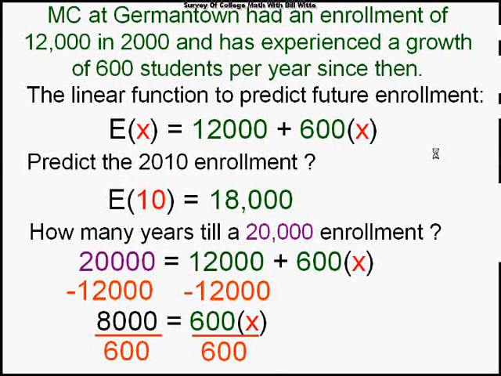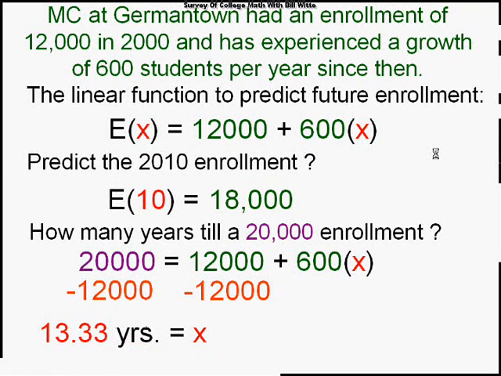You're absolutely correct, and you can get it right out there. In 13.33 years, we will be at an enrollment of 20,000. That's going to be of great use to us to prepare for that.